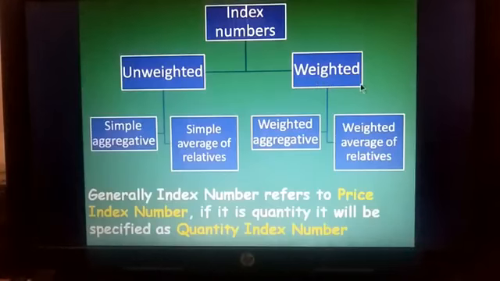This weighted index numbers, let us learn in the next class, students, because this is not a small concept. So easily it cannot be completed. It will take at least 15-20 minutes of explanation to complete weighted index numbers, so in the next class we shall consider the weighted index numbers classification. Today we have understood unweighted index numbers, in that simple aggregative and simple average of relatives. Hope you are following me, students.